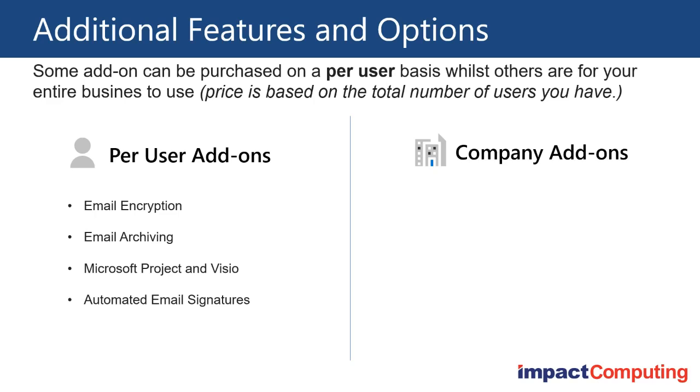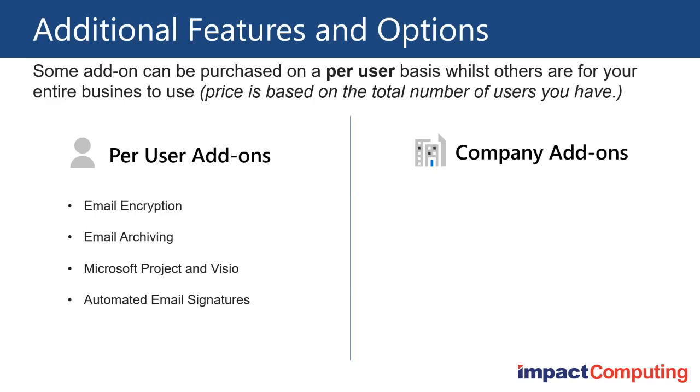Unlimited email archiving is available for those users who have a need to keep all their past emails, or for those users who don't like deleting them. Microsoft Project and Visio applications can be added if your job role entails any project management. And finally, automated email signatures allow everyone in your organization to have a standardized email signature, which is automatically added to their emails, even when sending from a phone or tablet.